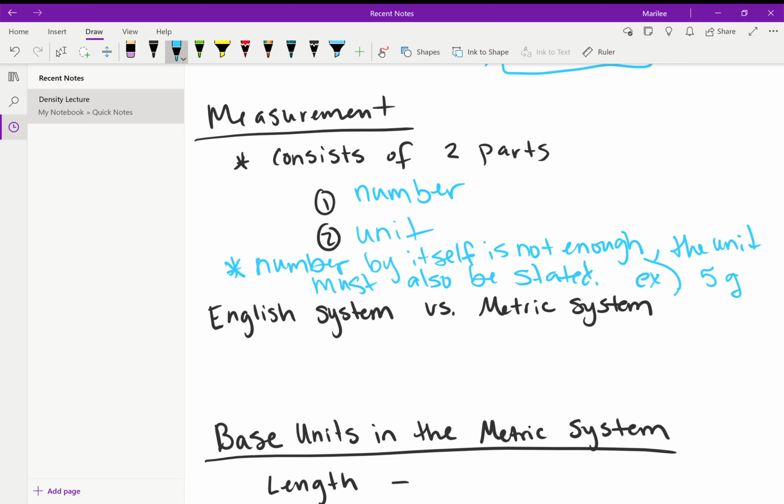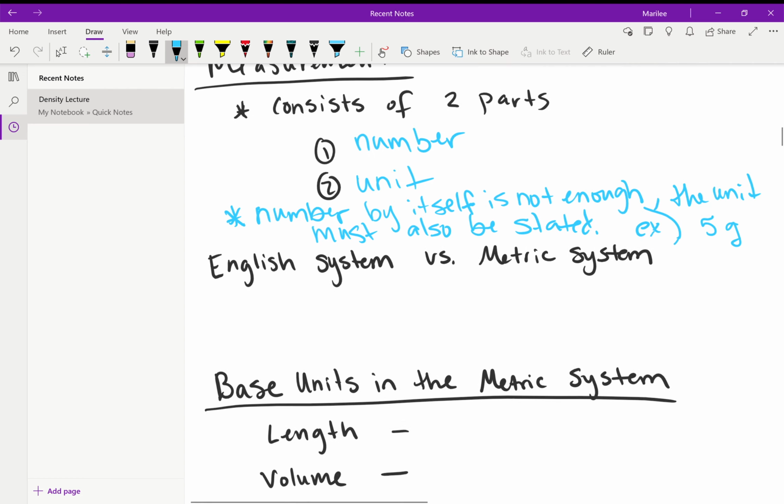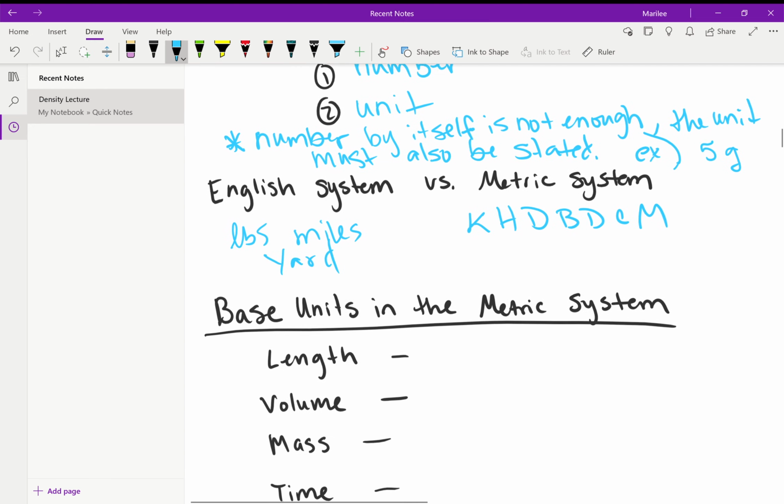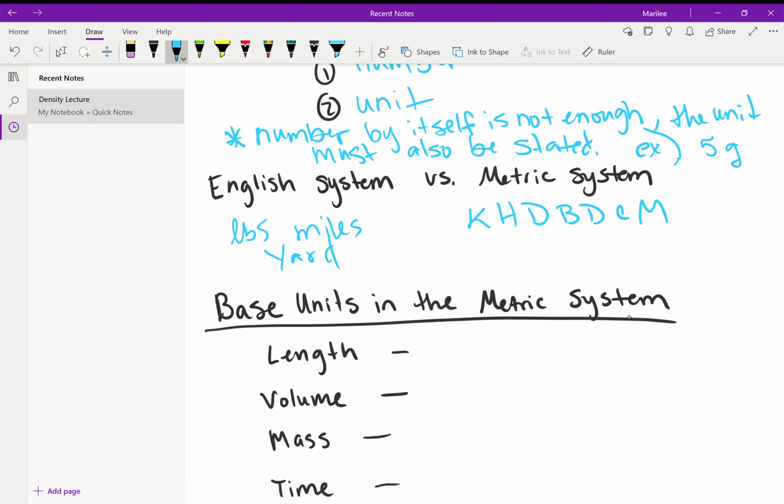So we have 2 different systems. We have the English system, which consists of pounds, miles, yard. These are all the English system. And then we have the metric system, which goes by, okay, this is a weird way I remember this. King Henry died but didn't call mom. I don't know. I just learned it in 8th grade science class.